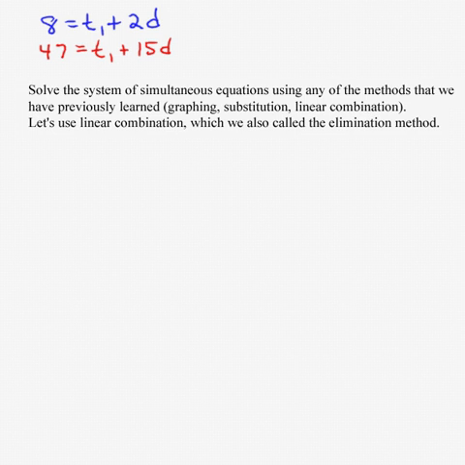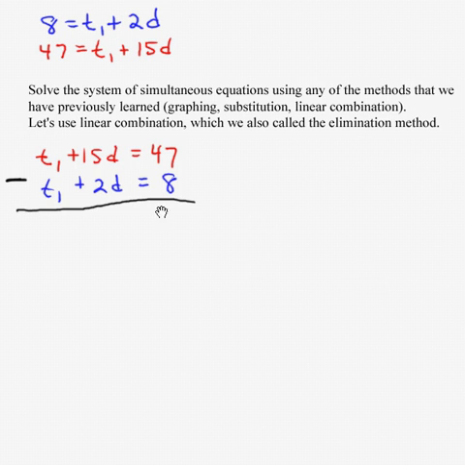What we need to remember is that we solved systems of simultaneous equations using graphing, which we'll not use here. That's not accurate enough. Or we had substitution or linear combination. So let's use the linear combination, which sometimes we also call elimination or the addition method. Let's line up everything that's the same. If you recall, we lined up the constants, the equal signs, and the two variables. So I've got my t sub 1's lined up, my d's lined up, equal signs lined up, and my constants lined up.